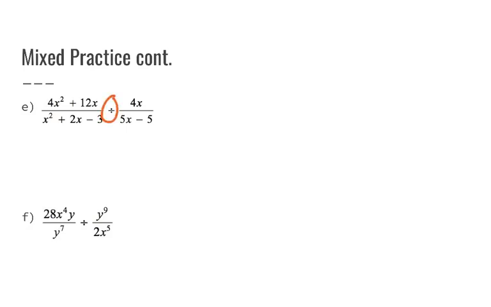Either flip it and make it multiplication, or start factoring, or do both in one line, which is usually what I do. All right, so let me just start by factoring. I'll just factor this one. In the numerator, in just the red part I have circled, I can take out a 4x. So what would be left is x plus 3.